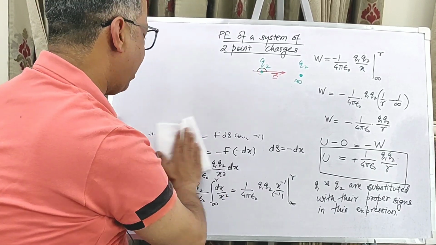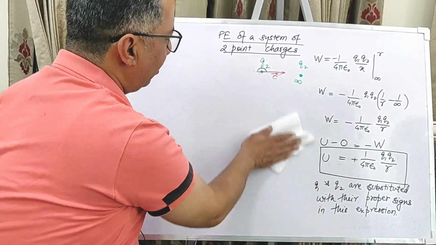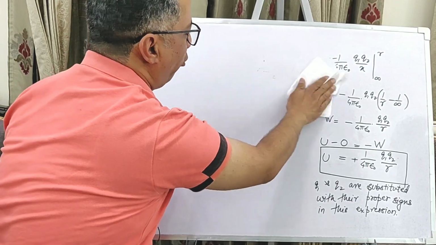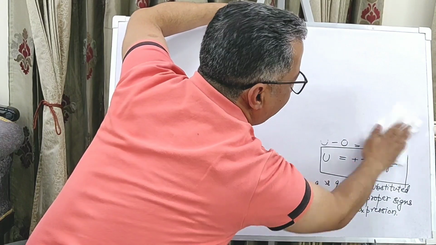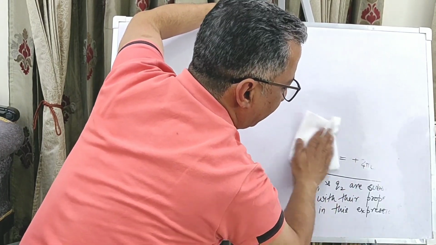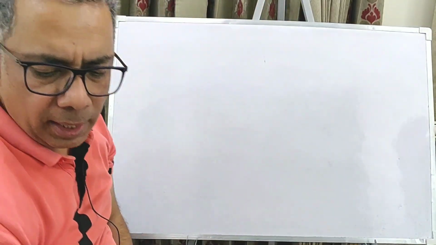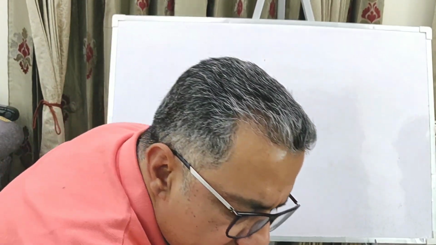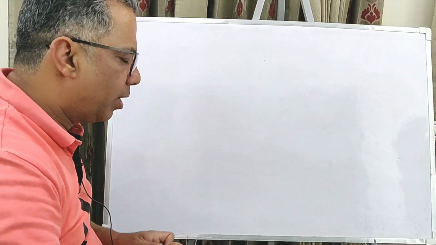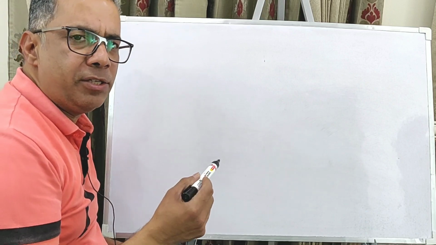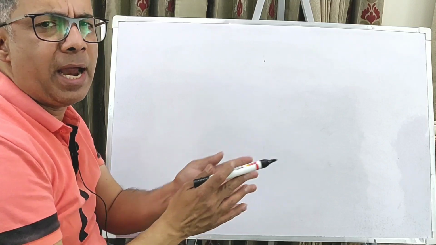Now what if we have more than 2-point charges? We have, let's say, 3, 4, 5, 6 or whatever larger number of charges. Then how do we calculate the potential energy? It still remains fairly simple. In case of a system of more than 2 charges, what we do is we calculate potential energies of all the distinct pairs of charges and then simply add them up.